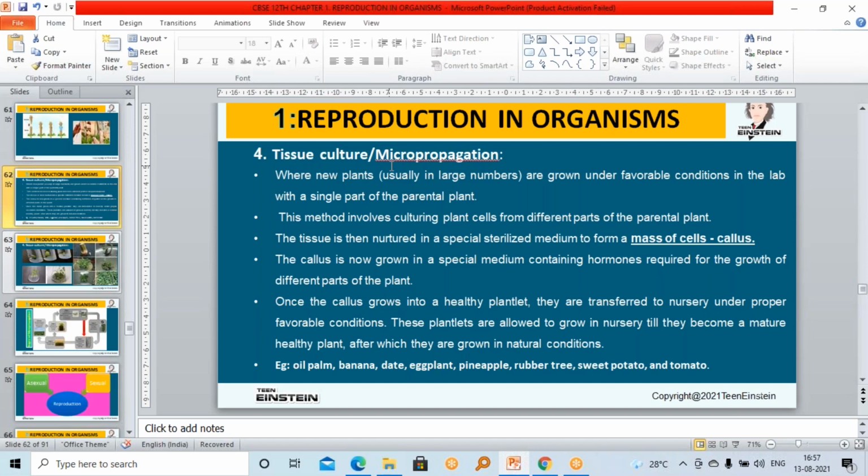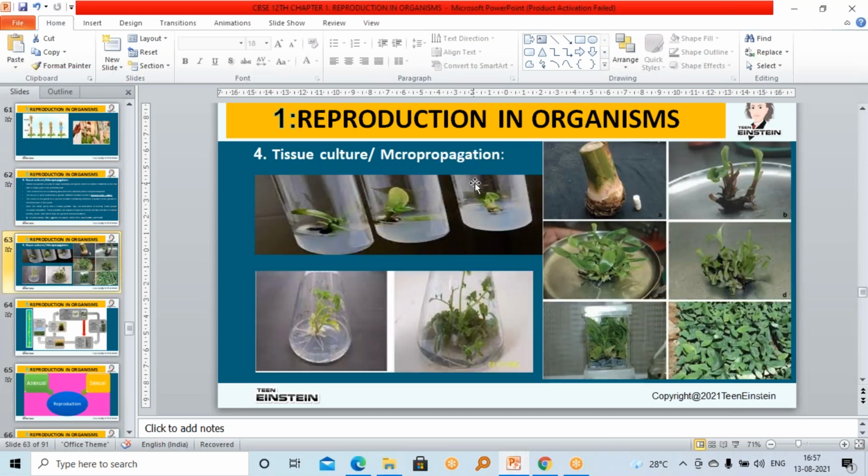In this method, under laboratory conditions, from a single parent you are going to produce hundreds of new plants or plantlets. See, I'll show the picture. This is tissue culture or micropropagation under laboratory condition. You can't do this in normal condition because you need to make a sterile condition and you need to provide water and nutrients in different proportions. So you can't do this by a normal method. This is under laboratory condition.